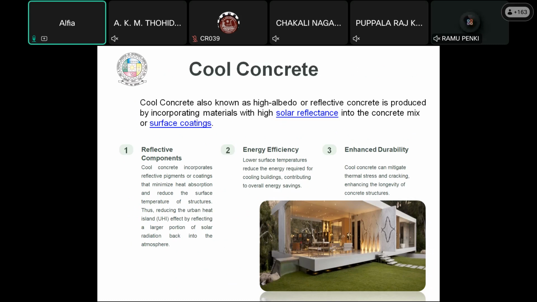This in turn leads to cool concrete. When a large portion of the solar radiation is reflected back into the atmosphere, the surface of the concrete remains cooler compared to traditional concrete. This helps in maintaining comfortable temperature within the building, which ultimately helps in reducing the energy consumption associated with the cooling of the building.